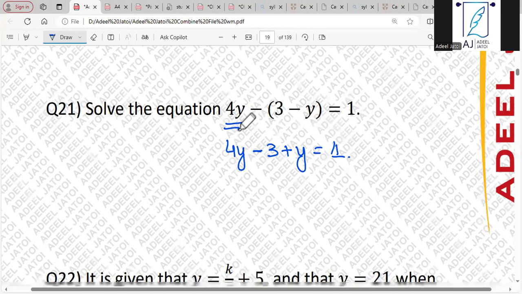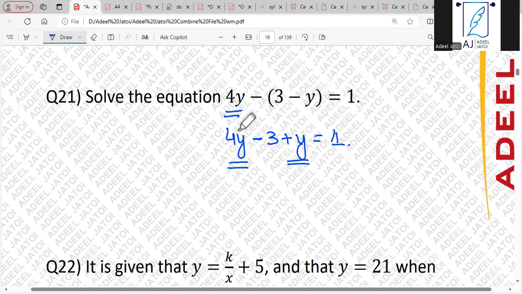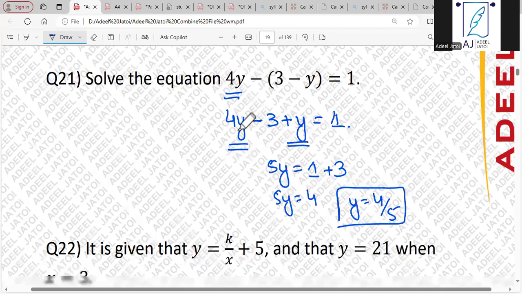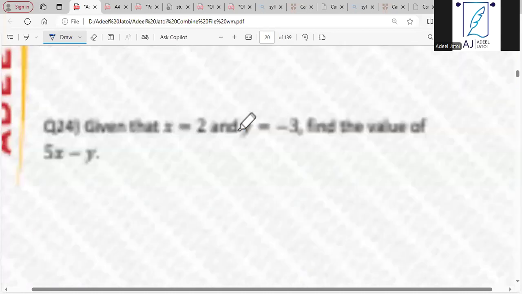So 4y plus y is 5y. Minus 3 is on the left hand side, it will go to the other side. So this will be 1 plus 3. So 5y is equal to 4. y becomes 4 upon 5, which will be your answer. Okay, ji? I hope that you are getting 4 upon 5 with respect to this.